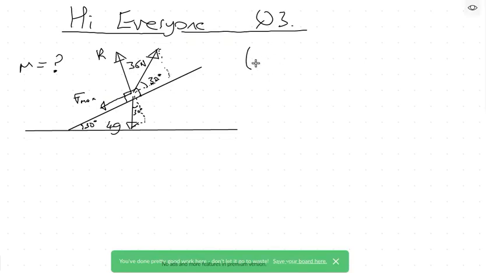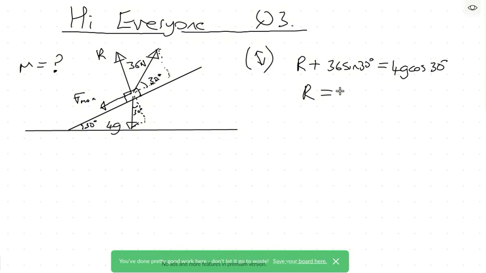Now, the normal reaction is going perpendicular to the plane, so it makes sense to look at those forces first. Now, what forces have we got going up in a perpendicular sense to the plane? Well, we've got R, and we've also got 36 sine 30. That should equal the force going down in a perpendicular sense to the plane, and that's going to be 4g cos 30. As you can see, I've only got one unknown there because g is something we know.